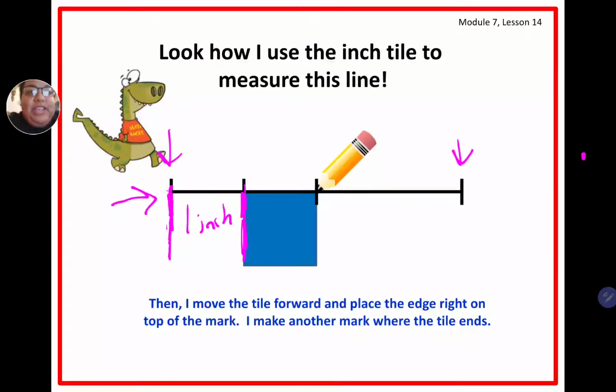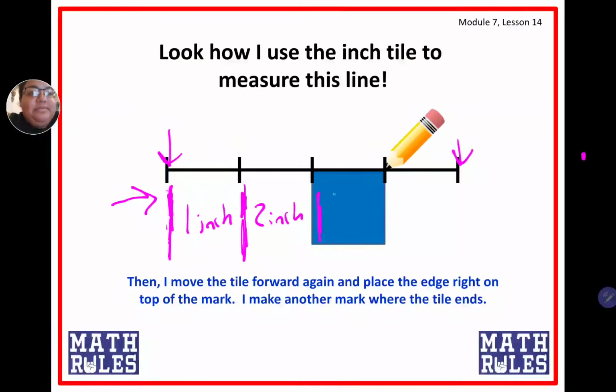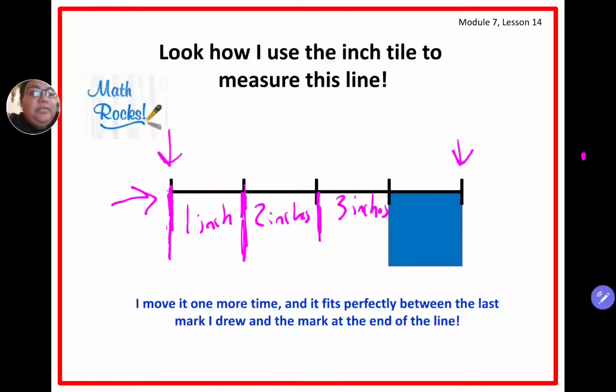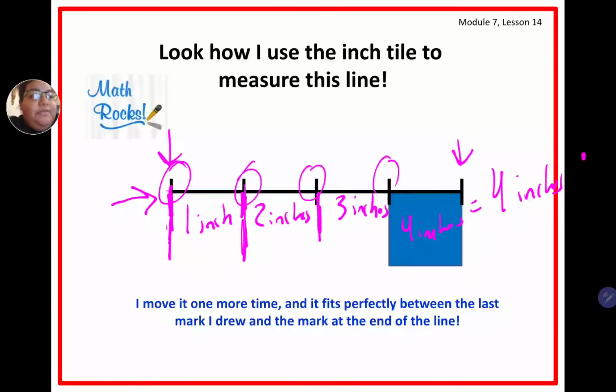So if I move it over here and I measure again, how many inches do I have now? 2, right? And if I do the same, now I have 3. And now I have 4 inches. So guys, how much does my line measure? 4 inches. Guys, can I count my lines? 1, 2, 3, 4, 5. And say this is 5 inches?